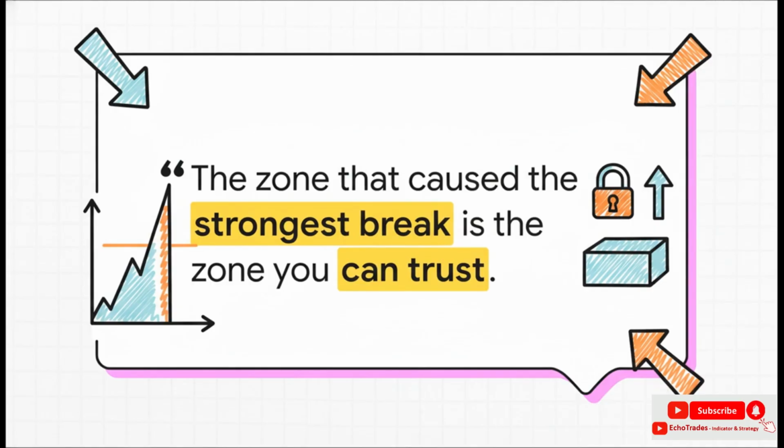Look, if you take away just one single thing from all of this, let it be this. The zone that caused the strongest break is the zone you can trust. Burn that into your brain. It's the absolute foundation of this entire strategy.